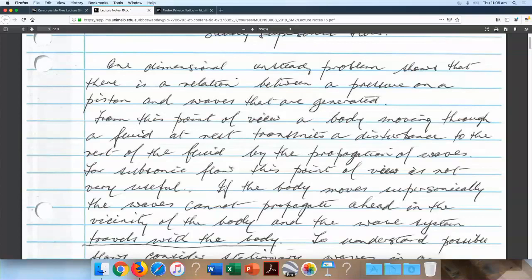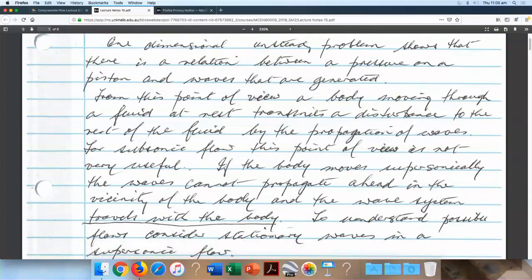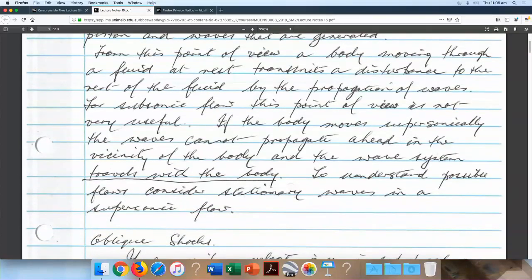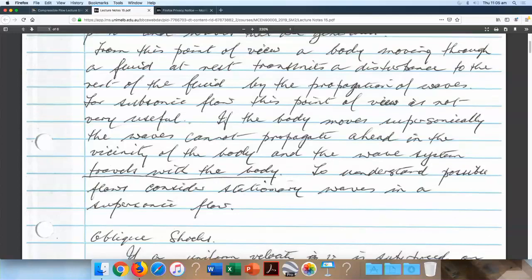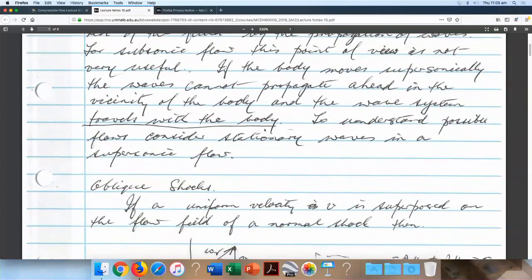So that's an important insight. To understand possible flows, we'll consider stationary waves in a supersonic flow. What I'm going to do today is build on things that I've done in the past, and I'm going to do oblique shocks.